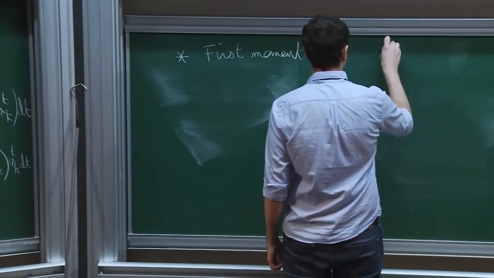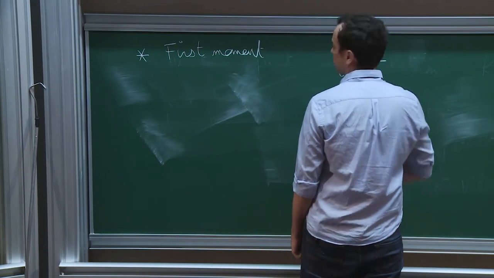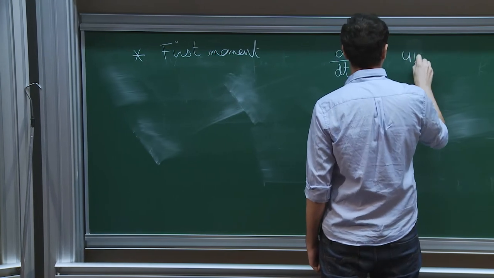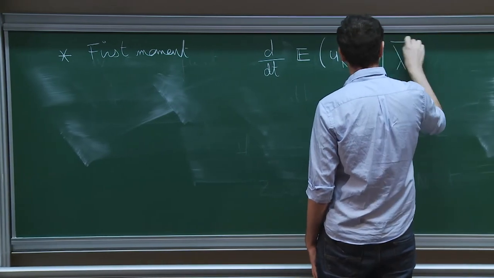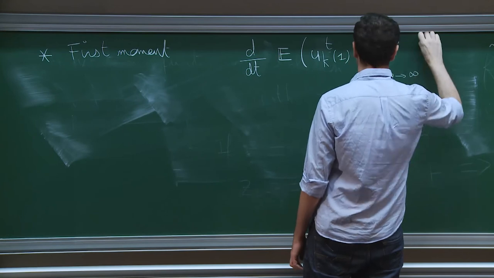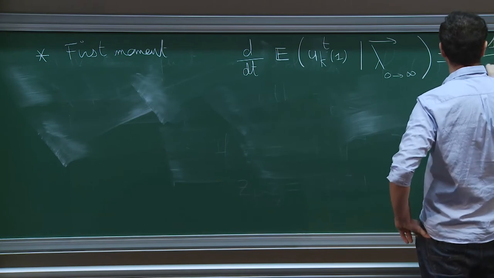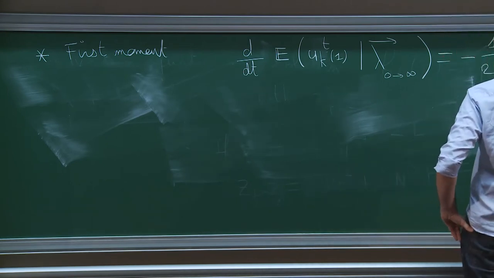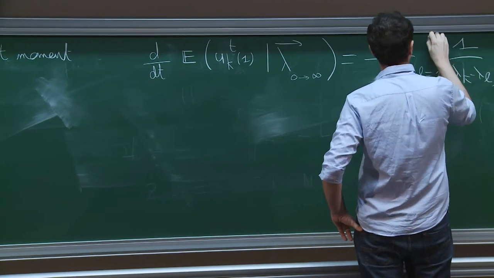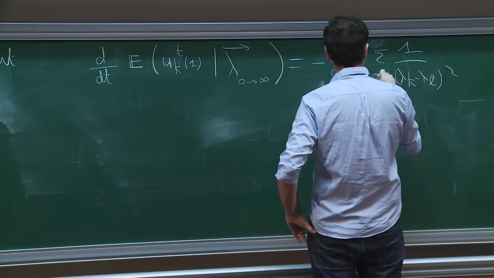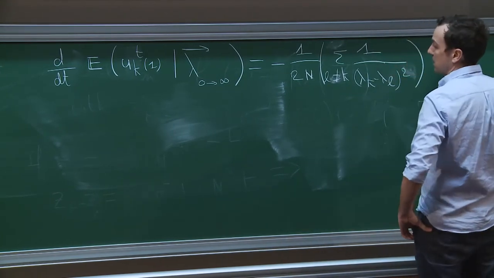So the d over dt of the expectation of my UK(t), and I condition on my path lambda from 0 to infinity. I will comment a little bit more about this. What you obtain is minus 1 over n, minus 1 over 2n, sum of 1 over (lambda k minus lambda l) square, l equal 1 to n, l different from k, sorry. Multiplied by the same thing.